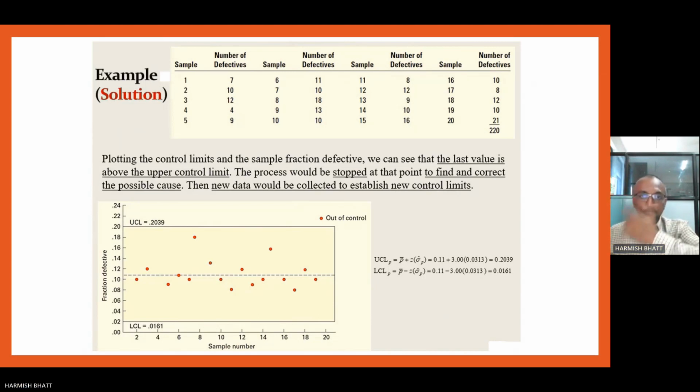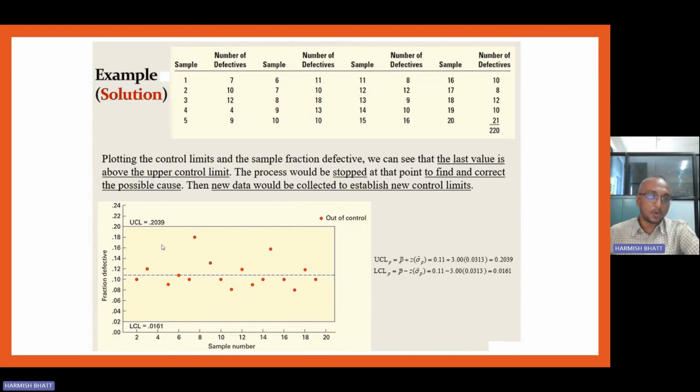In the same way, for sample number 2, there are 10 defectives. So 10 divided by small n, which is 100, equals 0.1. Here you can see that at sample number 2, a point has been marked at the 0.10 reading of the fraction defective on the y-axis.